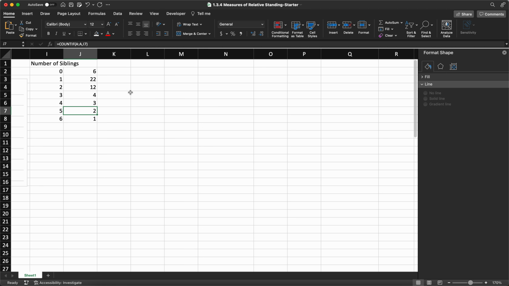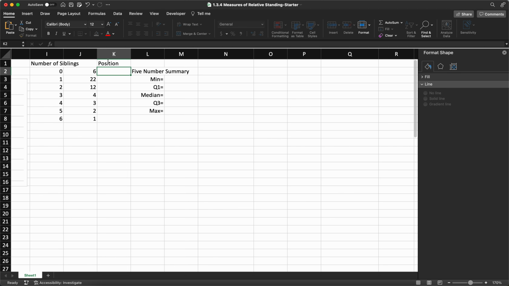Okay. Now, what would be helpful here to find our 5-number summary, so let's just talk again about what our 5-number summary is. We have our min, we have our Q1, we have our median, we have our Q3, we have our max. So that's our 5-number summary. And so it's helpful to know what position all of our data points are in.